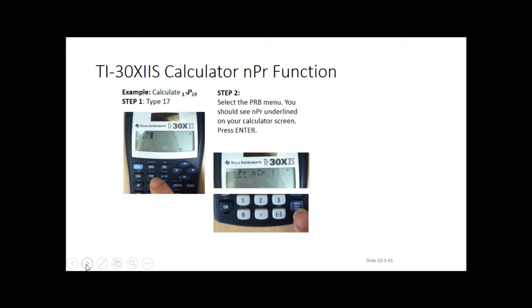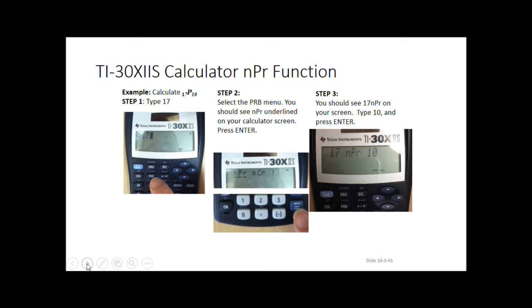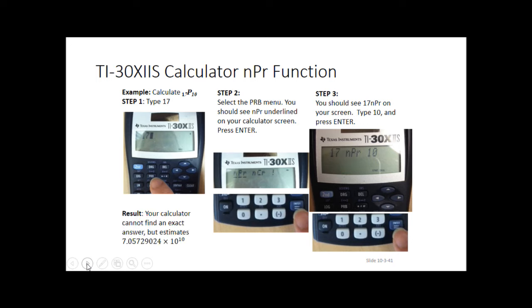And in your probability menu, you see nPr, nCr, and factorial. nPr refers to the permutations. So you just remember you already typed 17. The permutation option is already underlined whenever you first log into that menu, so you just hit enter. And now you should see 17 nPr on your screen. So you type 10, and then you see 17 nPr 10, the number of permutations of 17 objects taken 10 at a time. And then you just hit enter again, and you're going to get your answer.